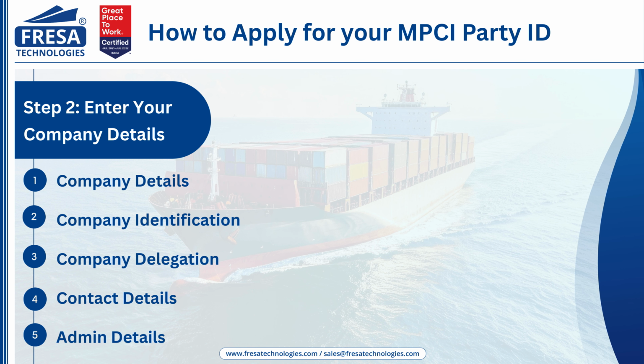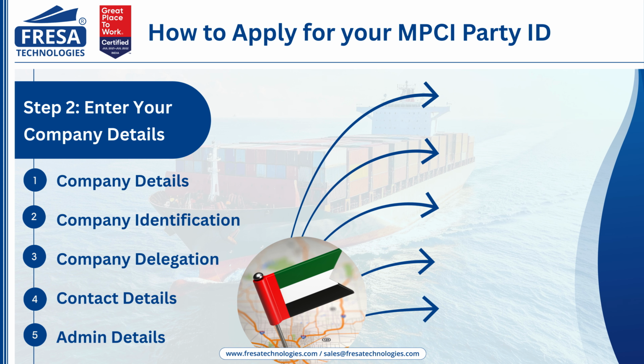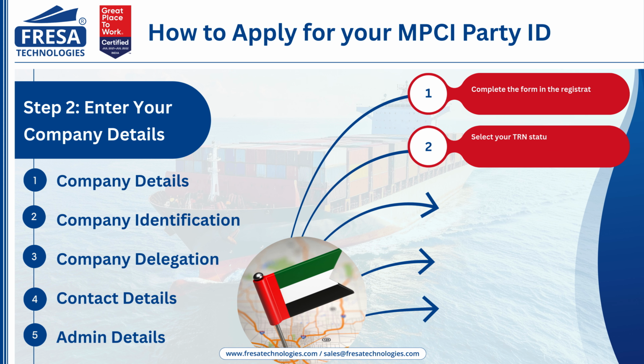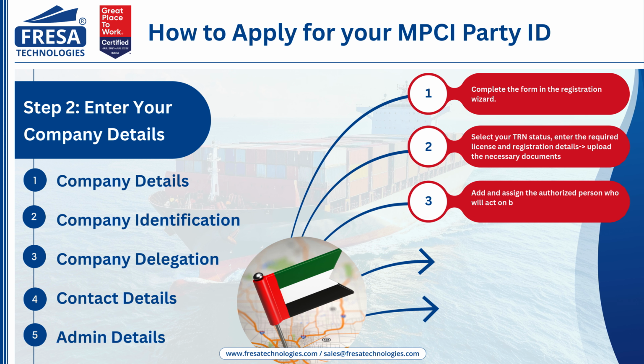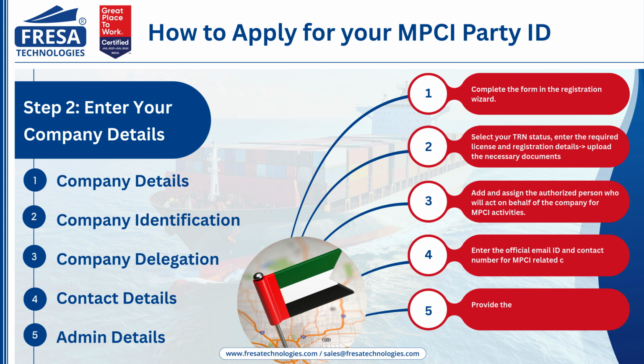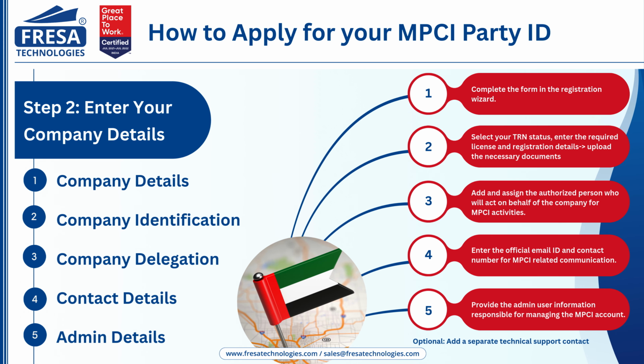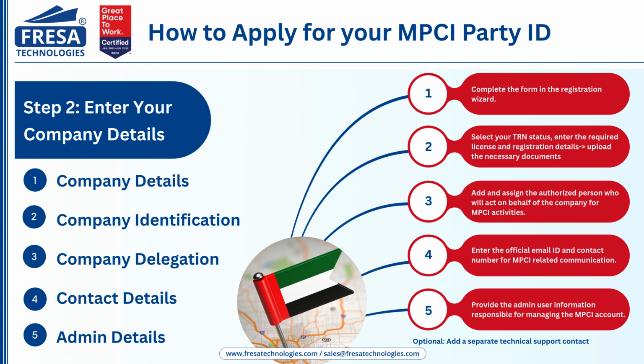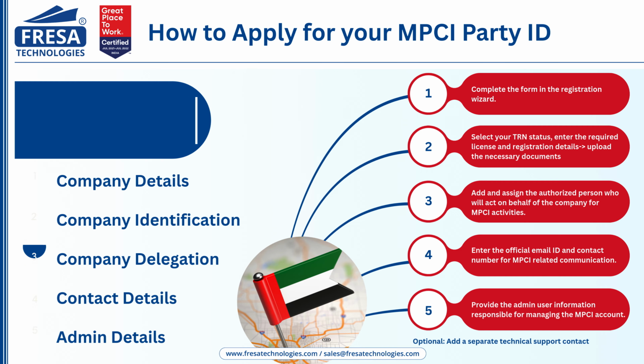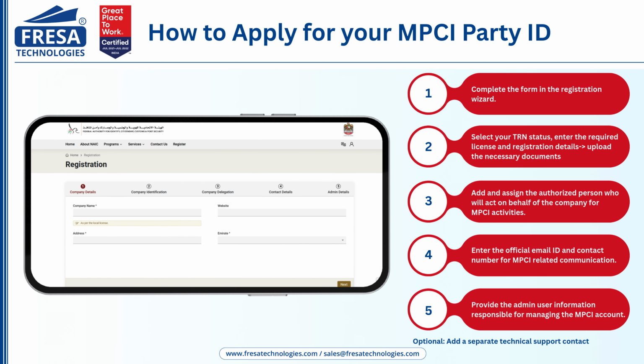Let's get started with completing your company details. First, complete the form in the registration wizard. Next, select your TRN status and enter the required license and registration details. Be sure to upload all necessary supporting documents. Then, add and assign the authorized person who will handle MPCI-related activities on behalf of your company.